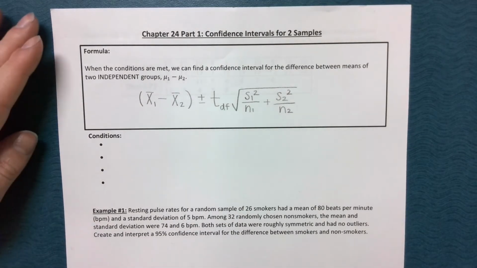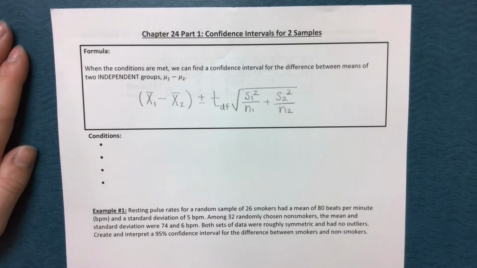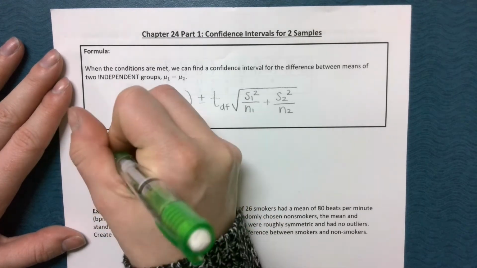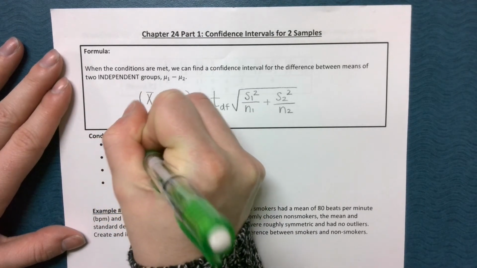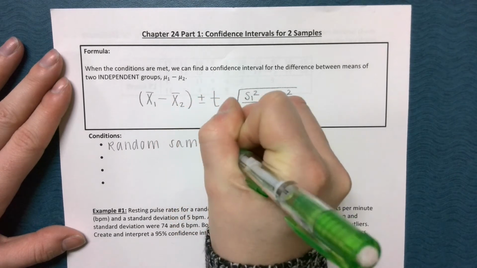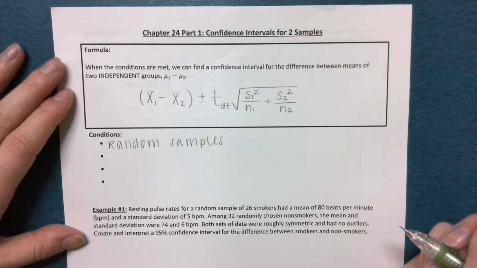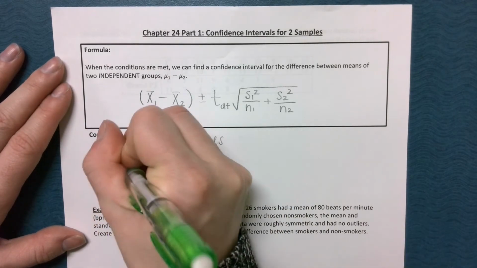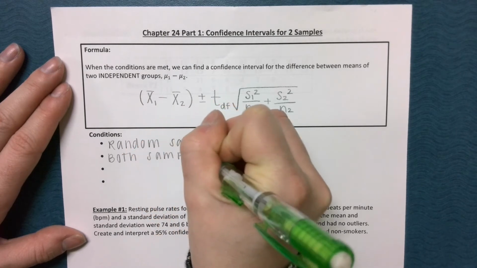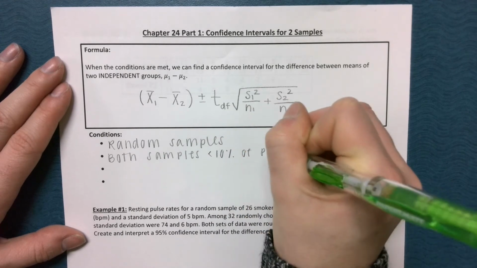Just like we've seen with our other confidence intervals, we do want to make sure that we check conditions. The first condition is the same. Both of these groups must be random. So we need to make sure that both of our samples are random. The second is, again, that 10% condition. So we need to make sure that both samples are less than 10% of our population.